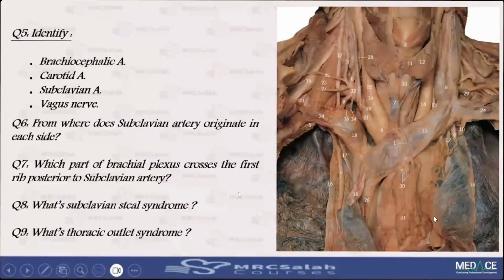And what is the thoracic outlet syndrome? Thoracic outlet syndrome is a neurovascular syndrome manifested with affection of the brachial plexus along with the vessels, which are the subclavian vessels, due to something blocking the thoracic outlet like a cervical rib, tumors, or whatever. Thank you.